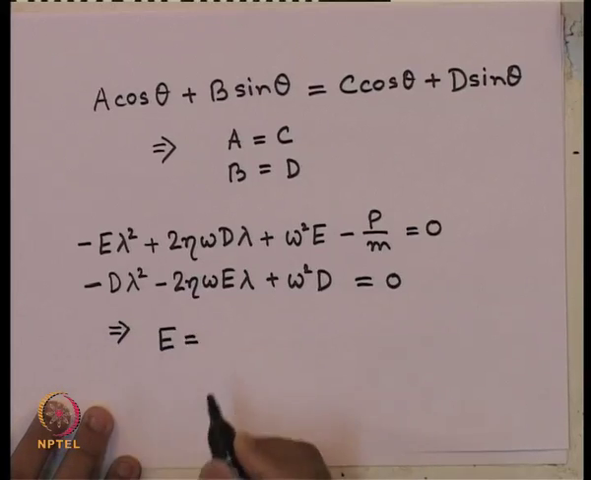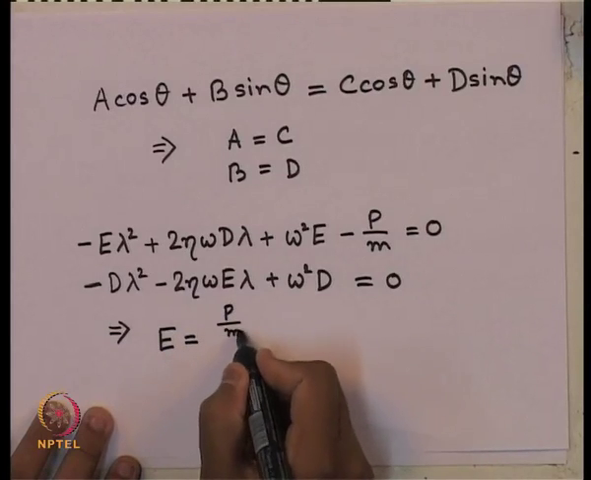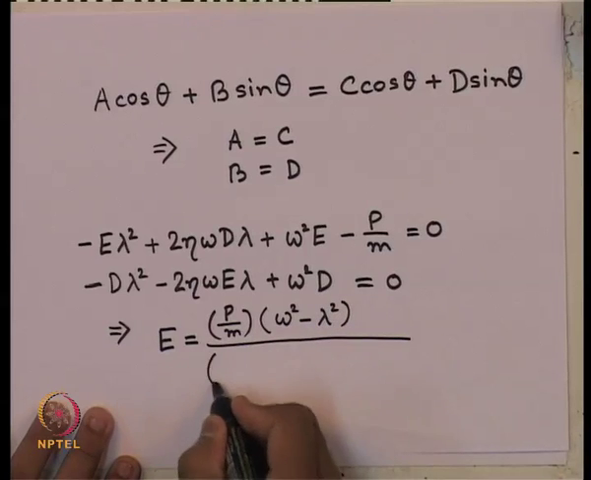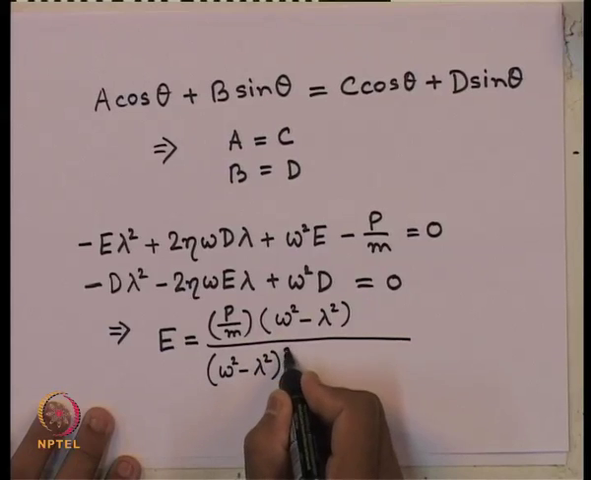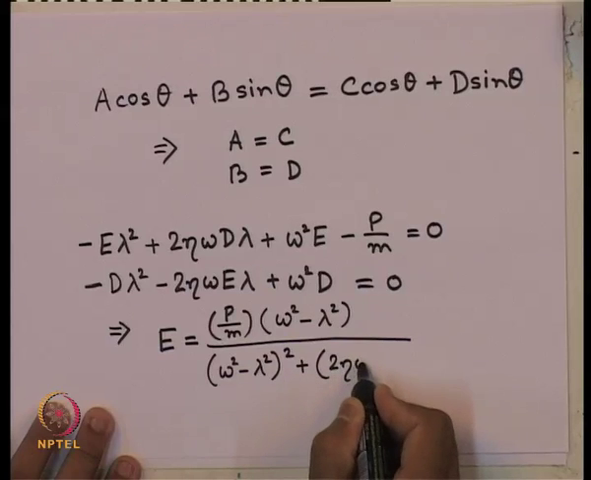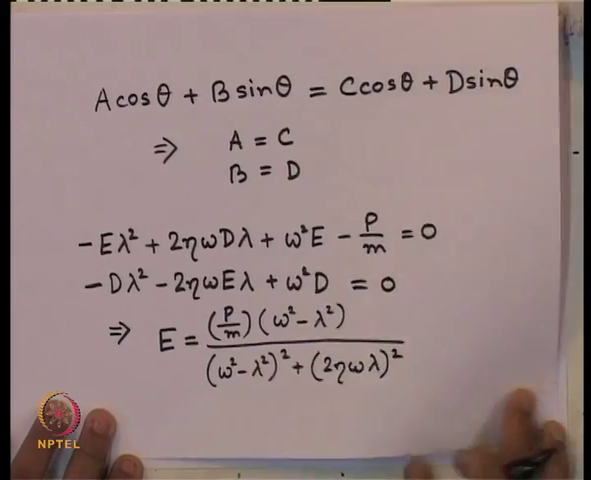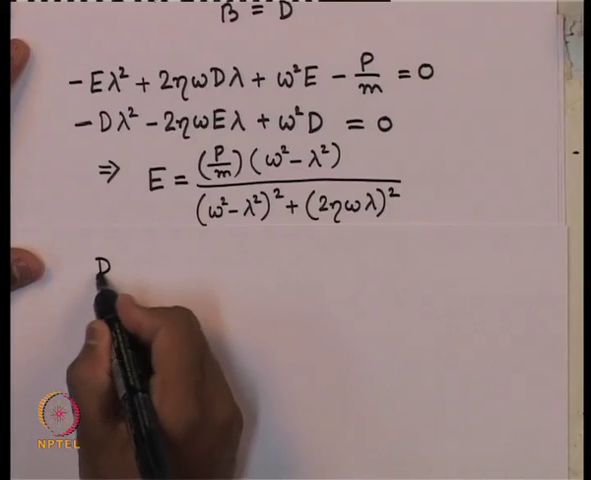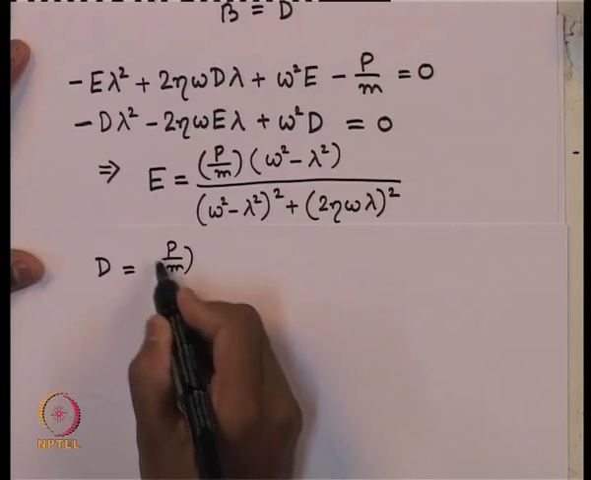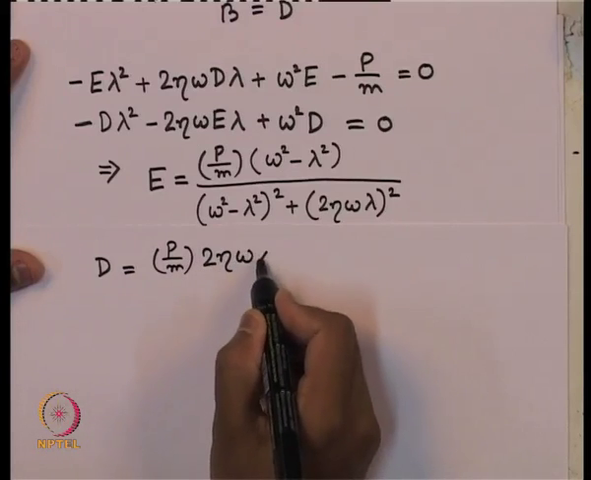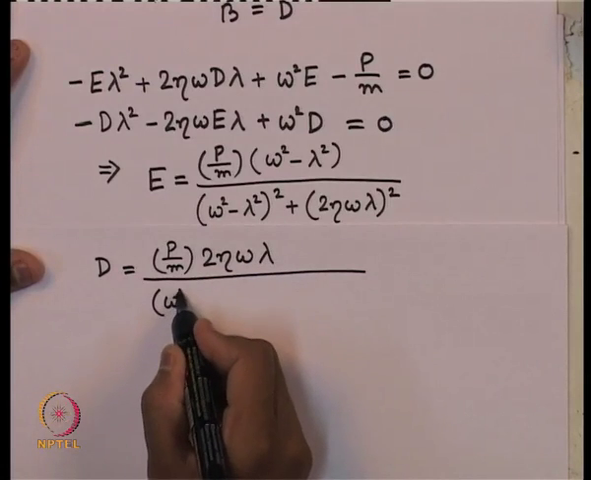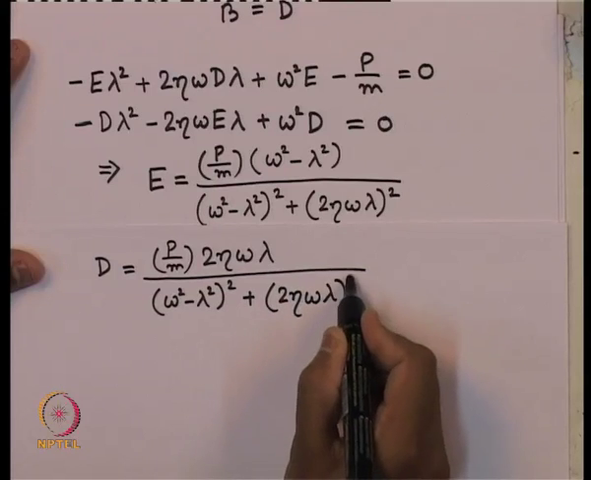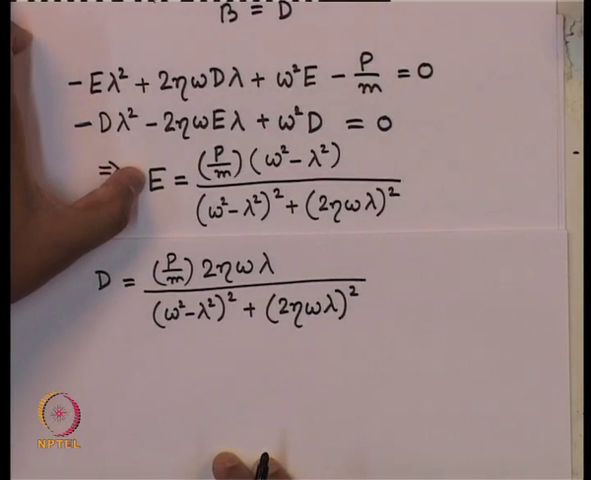The final expression I am giving you, E comes out to be P by m times omega square minus lambda square by omega square minus lambda square whole square plus 2 eta omega lambda whole square. And what will be the expression for D? D equals to P by m times 2 eta omega lambda divided by omega square minus lambda square whole square plus 2 eta omega lambda whole square. So, that is the solution for the constant E and constant D.